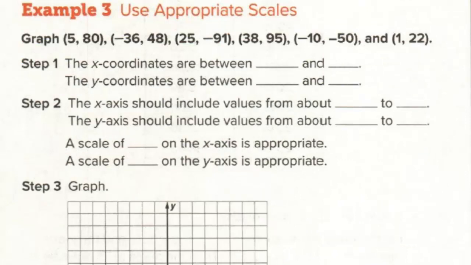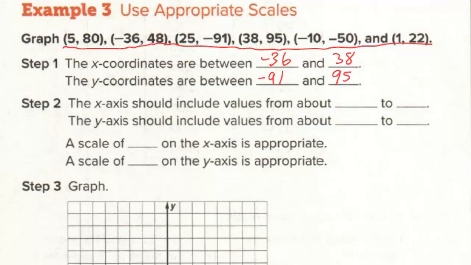So for example 3, they give us a set of ordered pairs here. So here's our relation. To come up with an appropriate scale, we look at the x coordinates, and you'll see that they go from negative 36 up to positive 38. The y coordinates go between, it looks like, negative 91 all the way up through 95. So for the x-axis, we want to include values as low as negative 36, so how about we go to negative 40, and as high as 38, so how about positive 40, just to make the math easy. The y-axis should include values from negative 91 up to 95, so how about negative 100 through positive 100?